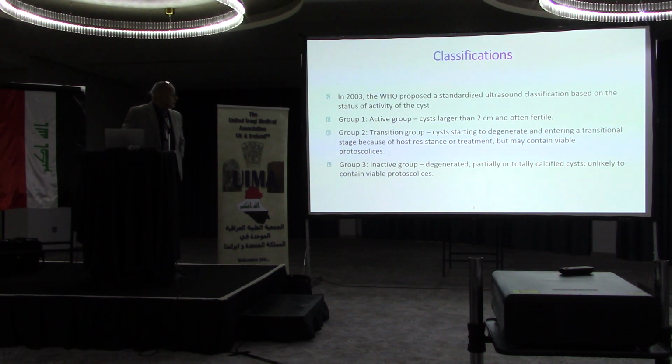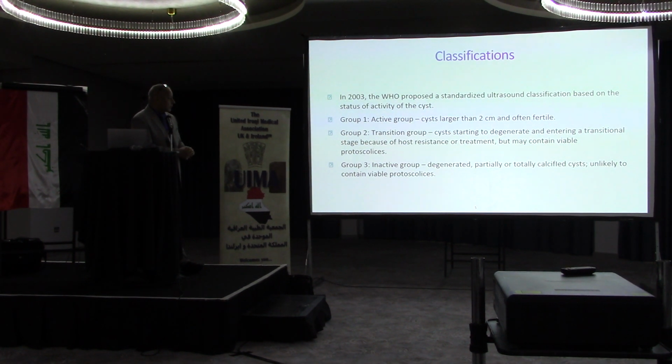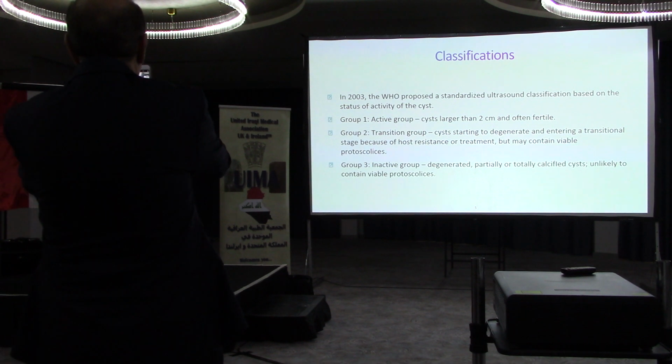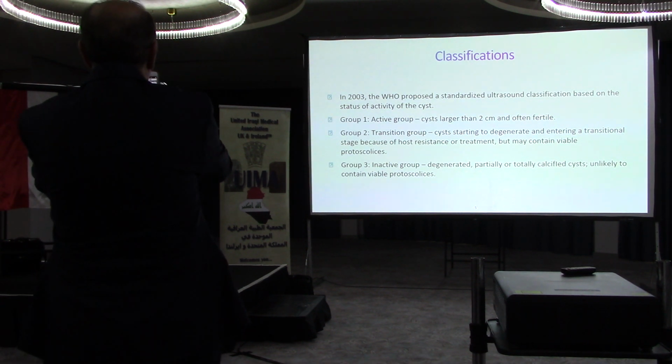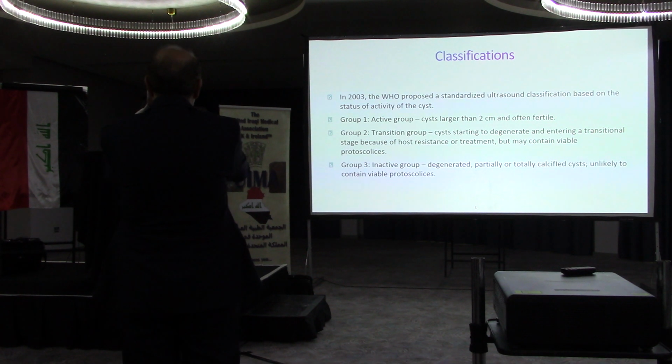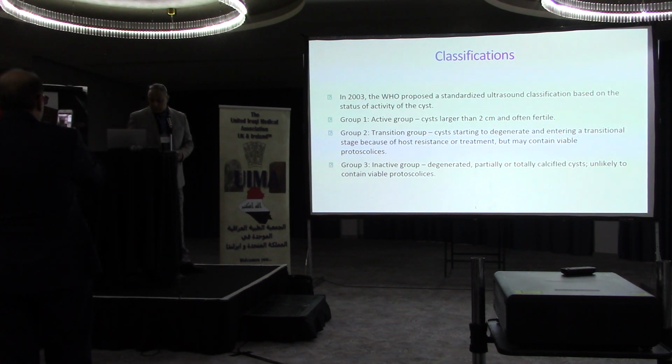And they are classified by the WHO in 2013 into 3 groups, group 1, 2, and 3, according to the size. Group 1 is the active group, with cysts of more than 2 centimeters. Group 2 is the intermediate or transitional group, in which the cyst has started to degenerate and is entering the transitional stage because of the host resistance. And group 3 is the inactive group, which is degenerative or partially or totally calcified, unlikely to contain viable cells.